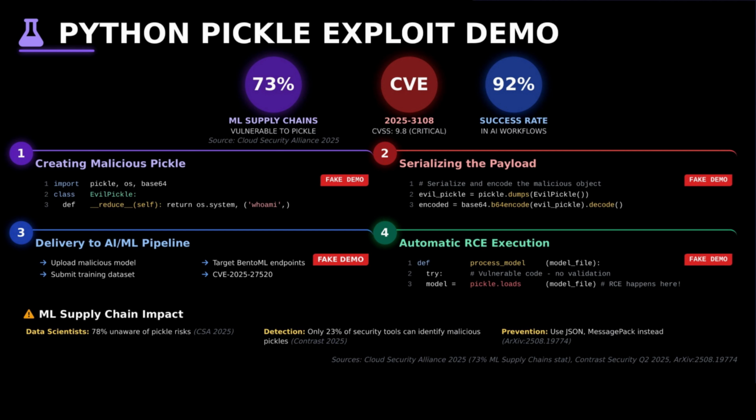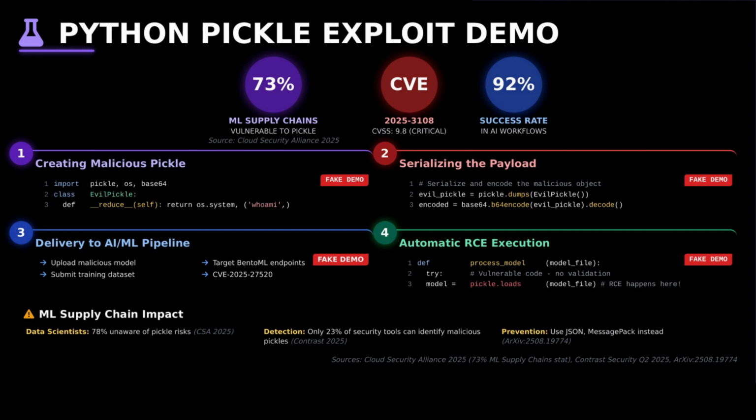Step 1. Create malicious object. The attacker crafts a serialized Python object that contains a harmful behavior. Step 2. Serialize and encode. The object is serialized and typically base64 encoded for delivery. Step 3. Deliver to pipeline. The serialized artifact is uploaded or submitted to an AI/ML pipeline or model serving endpoint. Step 4. Automatic RCE execution. The vulnerable service deserializes the artifact, no validation.